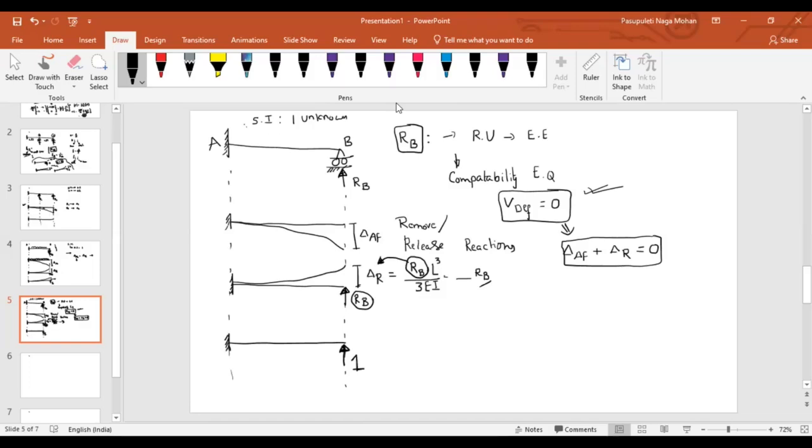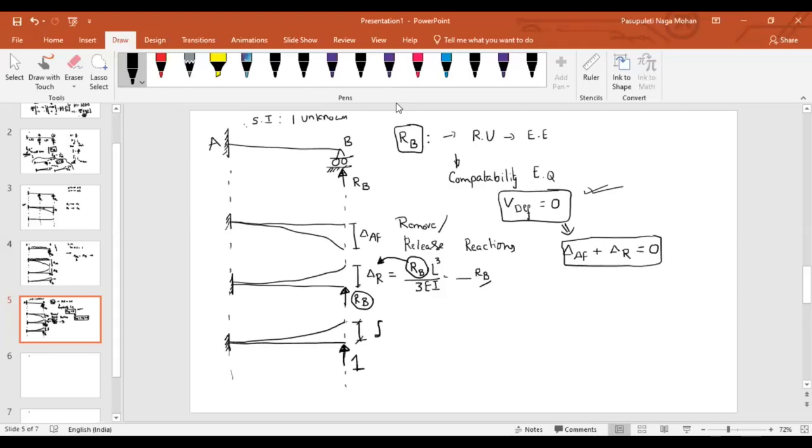If you apply force of magnitude 1, then obviously it's going to deflect. According to our terms, what should I call this one? I am applying a unit force and I am finding the displacement at one point. Can I call it flexibility? What is flexibility? Can you please recall, or can somebody explain what is meant by flexibility? Displacement due to unit force.